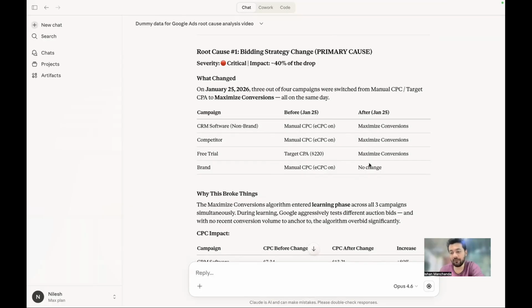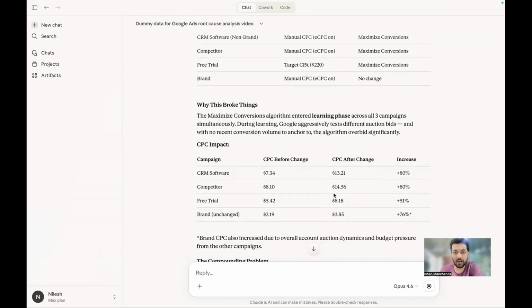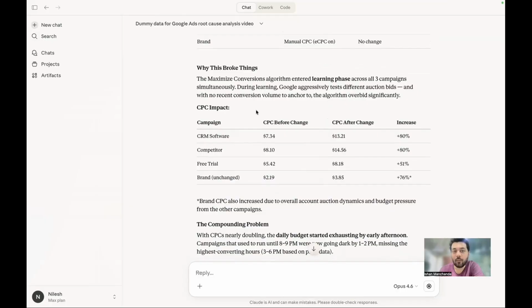And of course, if your MCP has the Google Ads access, it will also be able to tell you who exactly has made those changes. So you can look at accountability as a scenario as well. And then what really happened? Like, why did this break a lot of things?